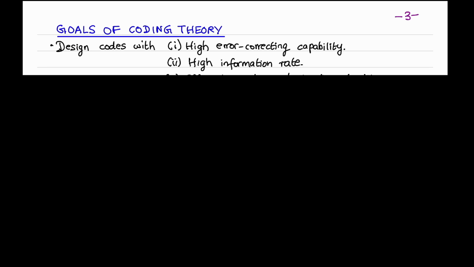So the grand goals of coding theory are to design codes which have high error correcting capability and high information rate. As we saw with the binary replication codes, these two requirements compete with each other. And so optimizing a code to achieve both objectives is a very difficult mathematical problem.